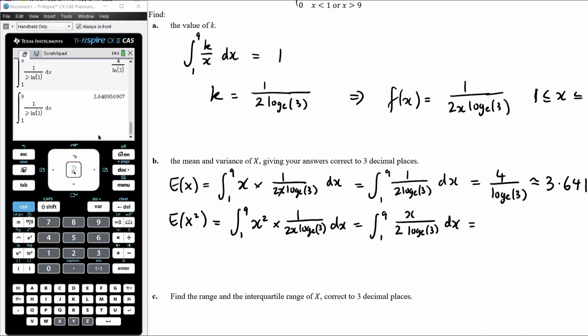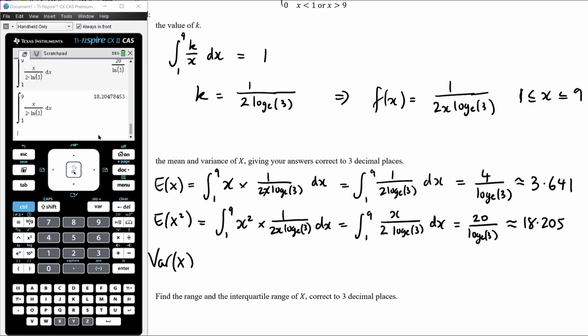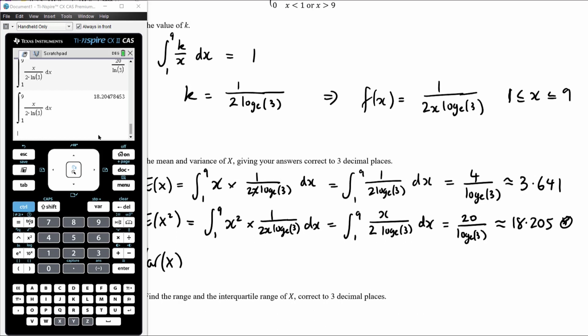And so I'm just going to edit this calculation because it's the same thing but with an x up here. So that's going to be 20 on log e of 3, which is approximately 18.205 to 3 decimal places. And so therefore the variance of x, although the rounding here doesn't really matter because that's not an answer, we're only being asked for 2 values, the mean, which is there, and the variance. So however we round, this isn't going to matter, and I'm going to use it exactly in my CAS anyway.